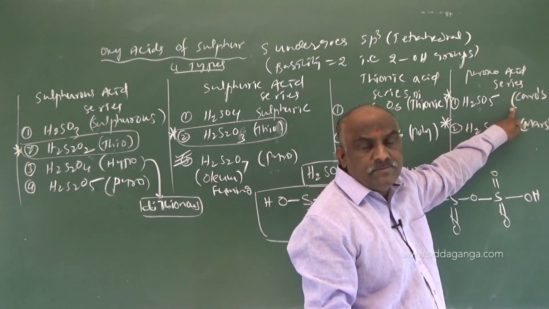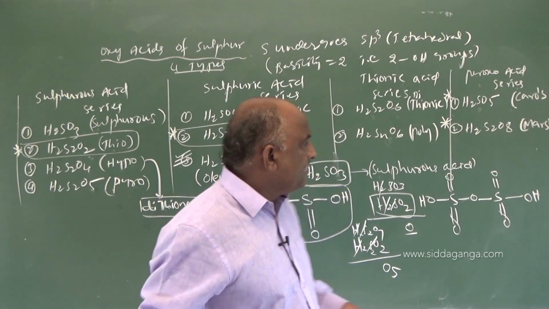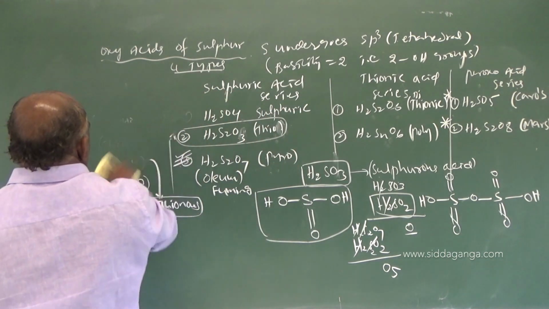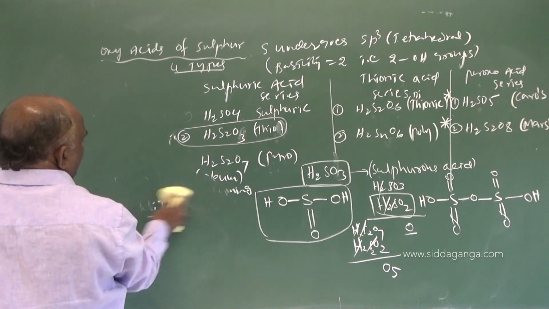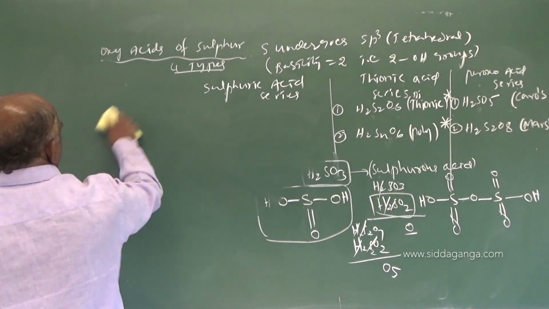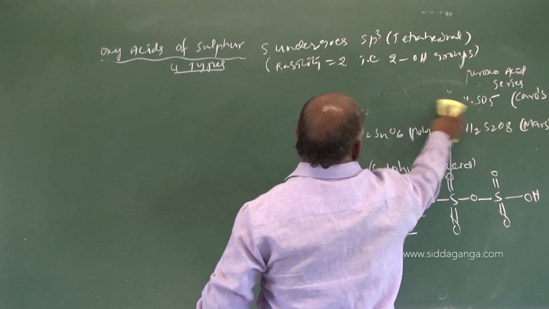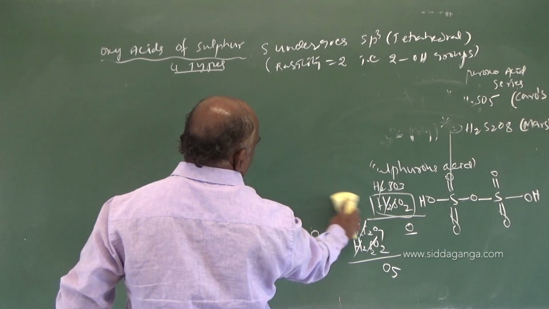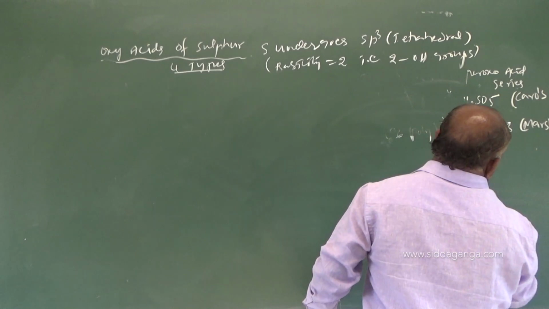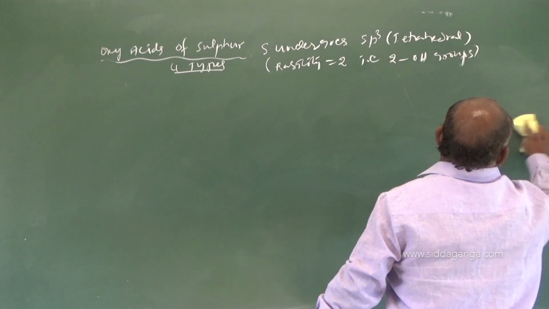One is Caro's acid, peroxomonosulfuric acid. Second is Marshall's acid, peroxodisulfuric acid. So what I am saying regarding how to remember the structures: from an examination point of view, they may give only the name, not the formula. If the formula was given, it was easy. If it was not given, then it was very difficult. So, my dear students, only with proper practice will you get the idea. So, practice more.